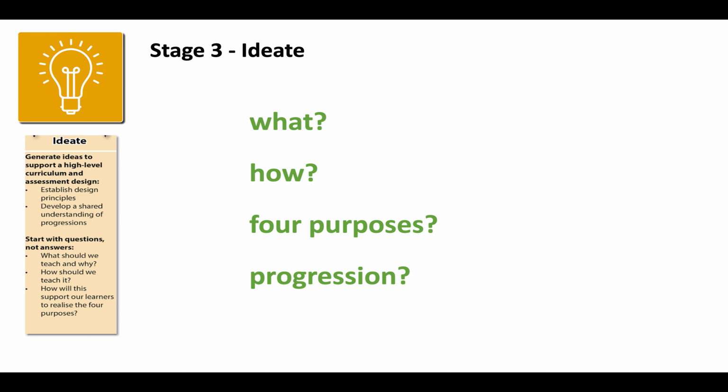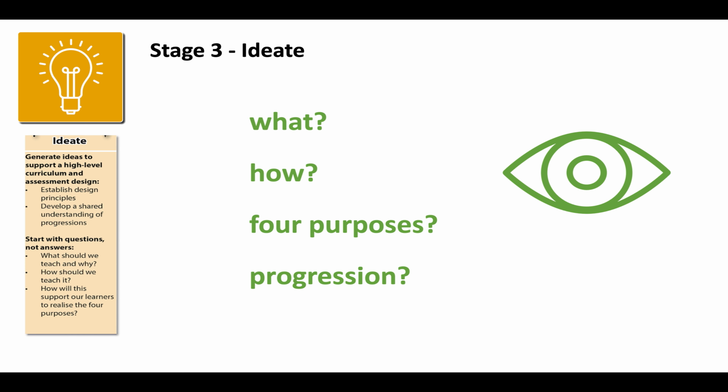In the third stage of design thinking, the ideate stage, you can start to generate ideas about your high-level curriculum and begin to ask yourself the questions of what you're going to teach, how you are going to teach it, and what and how you teach things will allow your learners to realise the four purposes and progress in their learning. These ideas need to build upon the vision that you have established in the define stage of the design thinking process.